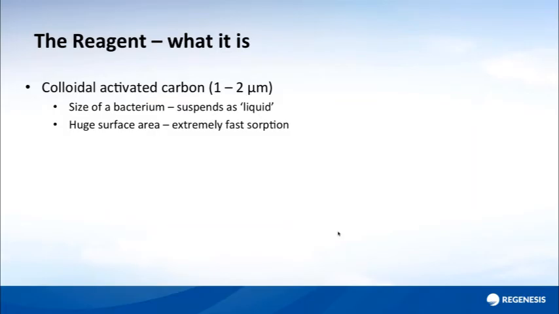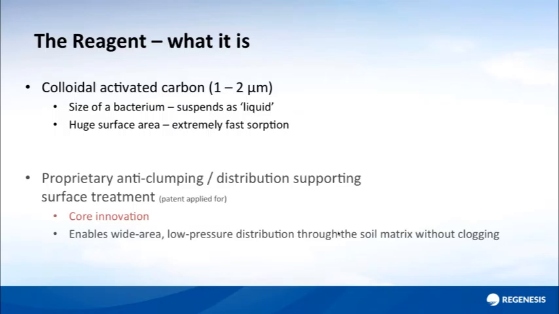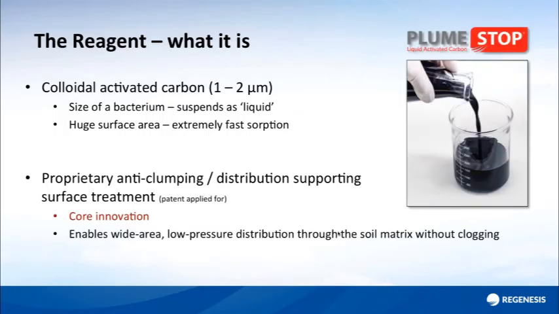But it did not take us 7 years of research to figure out that you could grind carbon up small. What we're looking at here is not PlumeStop, that's just small particles of carbon. What makes this PlumeStop, and what took us the research time, was how we could actually prevent the particles from clumping together, how we could ensure that they were going to distribute and disperse in the formation without compromising the sorptive capacity. And achieving this was really the core innovation that created the PlumeStop product. And it's this that enables wide area, low pressure distribution through the soil matrix without clogging the formation.